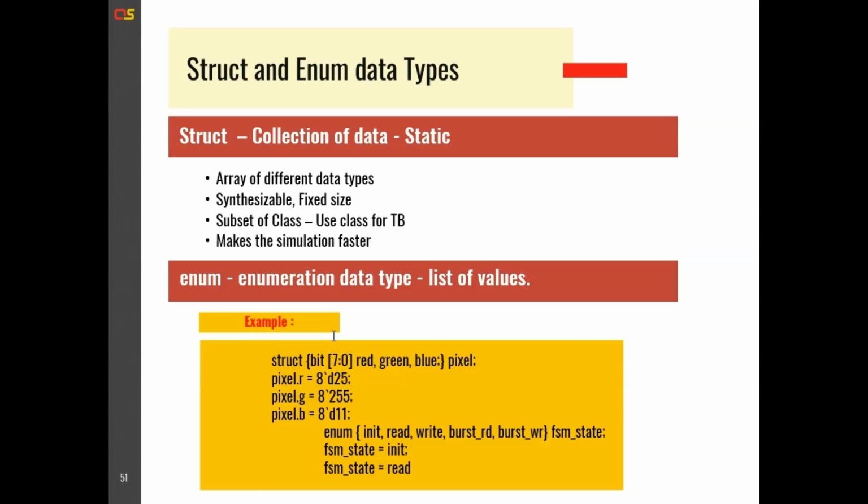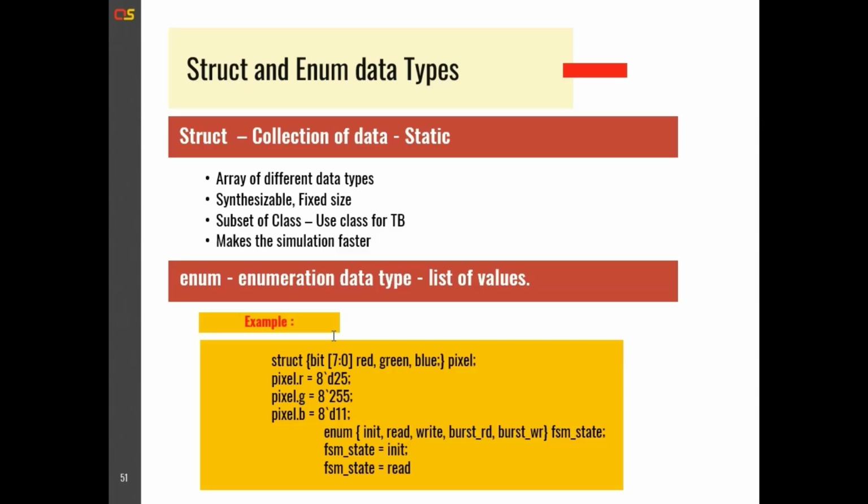Array of different data types. While you can have an array of structs, the key here is that within a struct you can store variables of various types, for example bit, int, logic. Synthesizable, fixed size. This means that structs can be used to describe hardware in a design, and their size is determined at compile time, making them less flexible than classes.